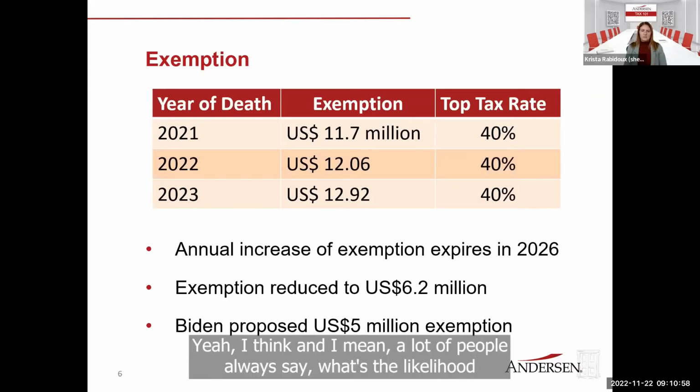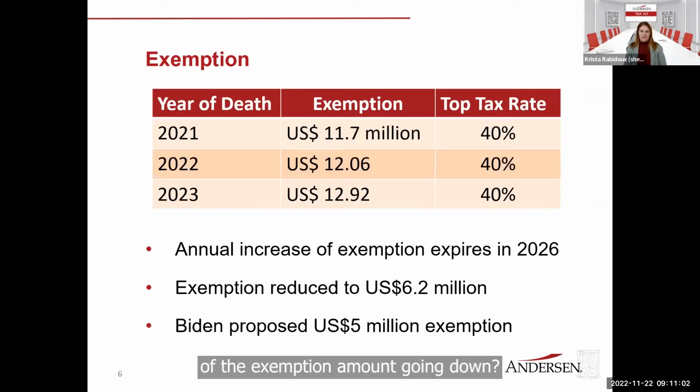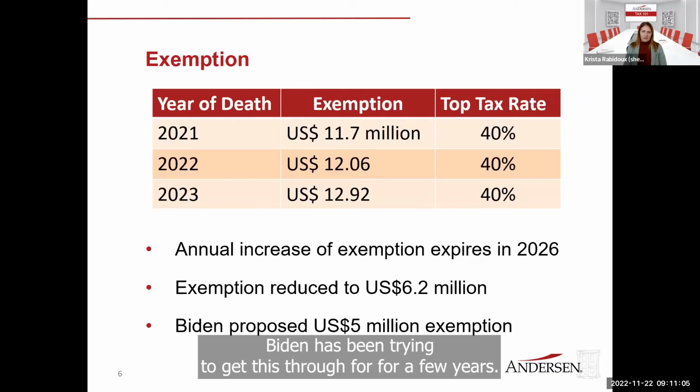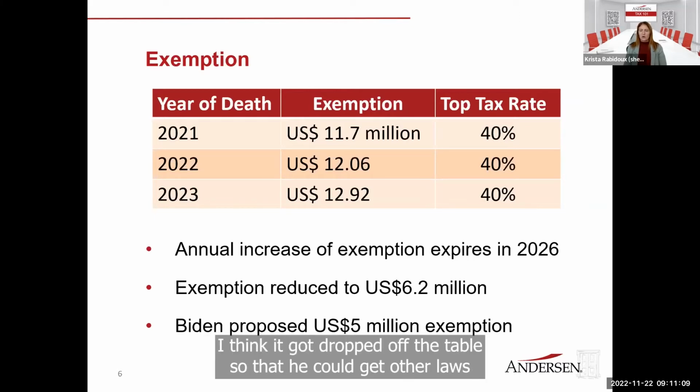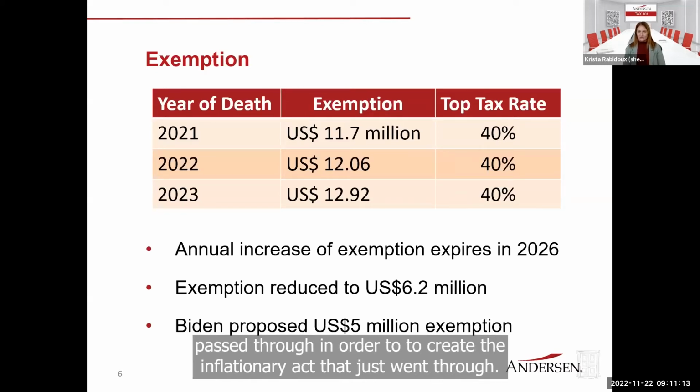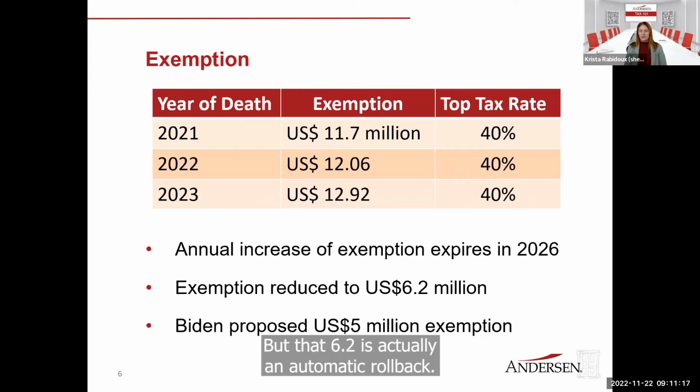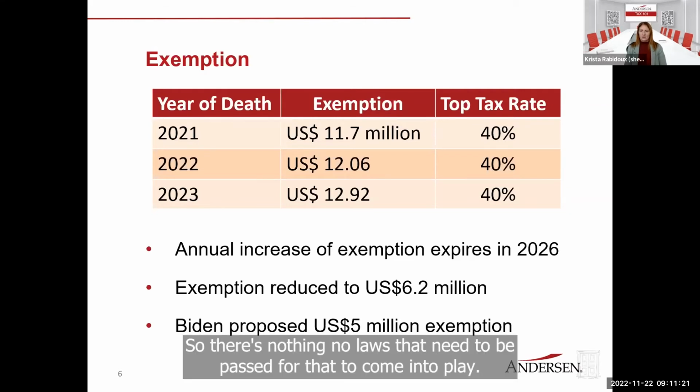Yeah, I think, and a lot of people always ask, what's the likelihood of the exemption amount going down? Biden has been trying to get this through for a few years. I think it got dropped off the table so that he could get other laws passed in order to create the Inflation Reduction Act that just went through. But that 6.2 is actually an automatic rollback. So there's no law that needs to be passed for that to come into play.